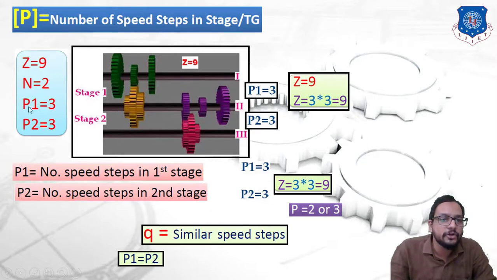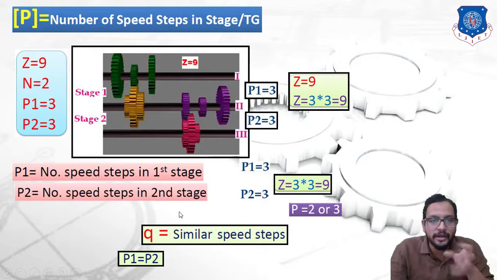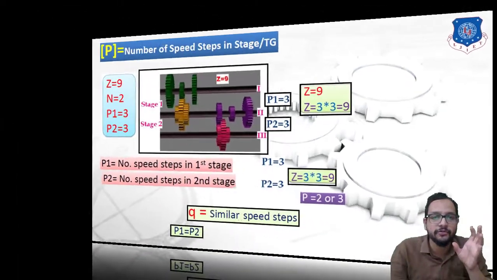So total n is 2. Over here you can see I have written P1 is equal to 3, P2 is equal to 3, where P1 is the number of speed steps in stage 1, and P2 is the number of speed steps in stage 2. And P1 is equal to P2. So I hope you are clear on how we determine a structural formula and how we predict it from a gearing diagram. Okay, now let's proceed further.